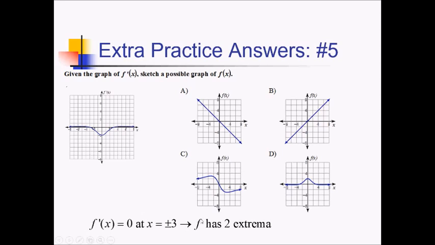So looking at all our candidates here, A doesn't have any extrema, neither does B. C has two of them, so C is still in the running. D appears to only have one extreme, so then it's got to be choice C.